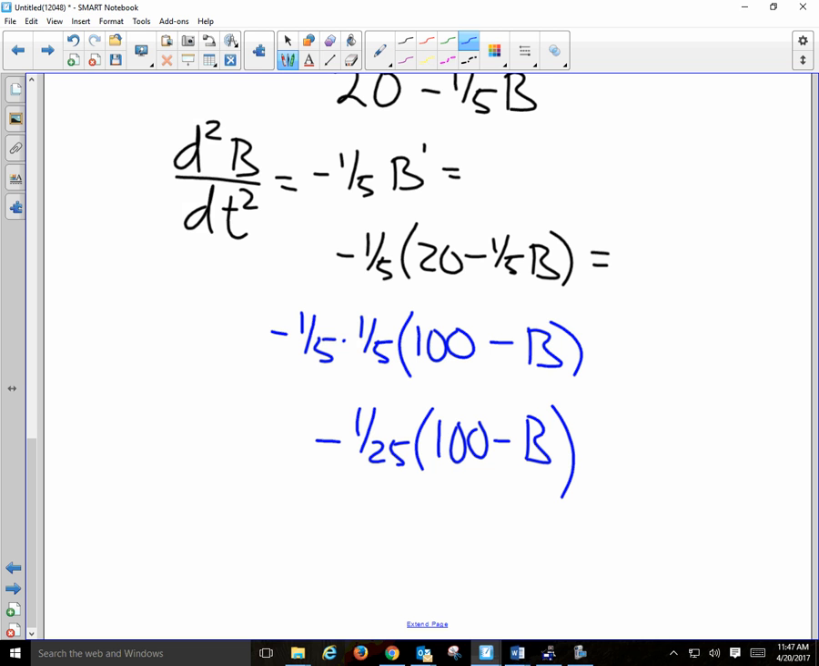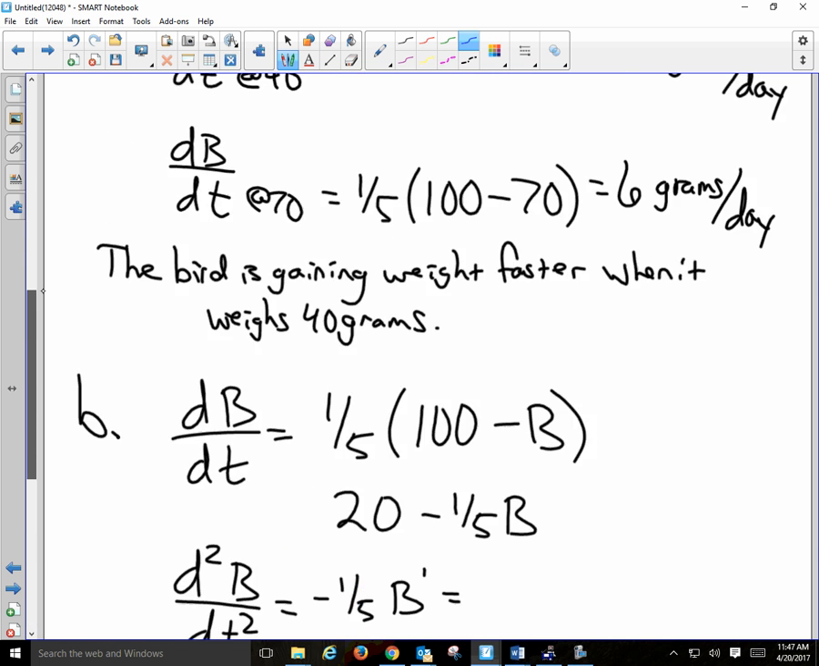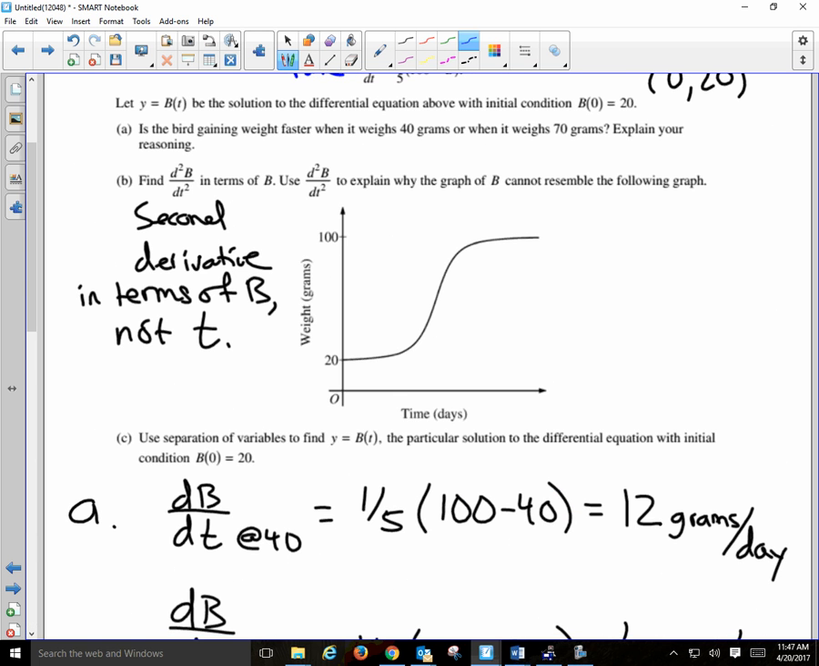If you multiply through by 5, we can't really do that because we're not multiplying the other side by 5. Okay? So please look at what you have. This is the expression, and we're going to use it. It says find the second derivative and explain why this graph cannot represent the original.